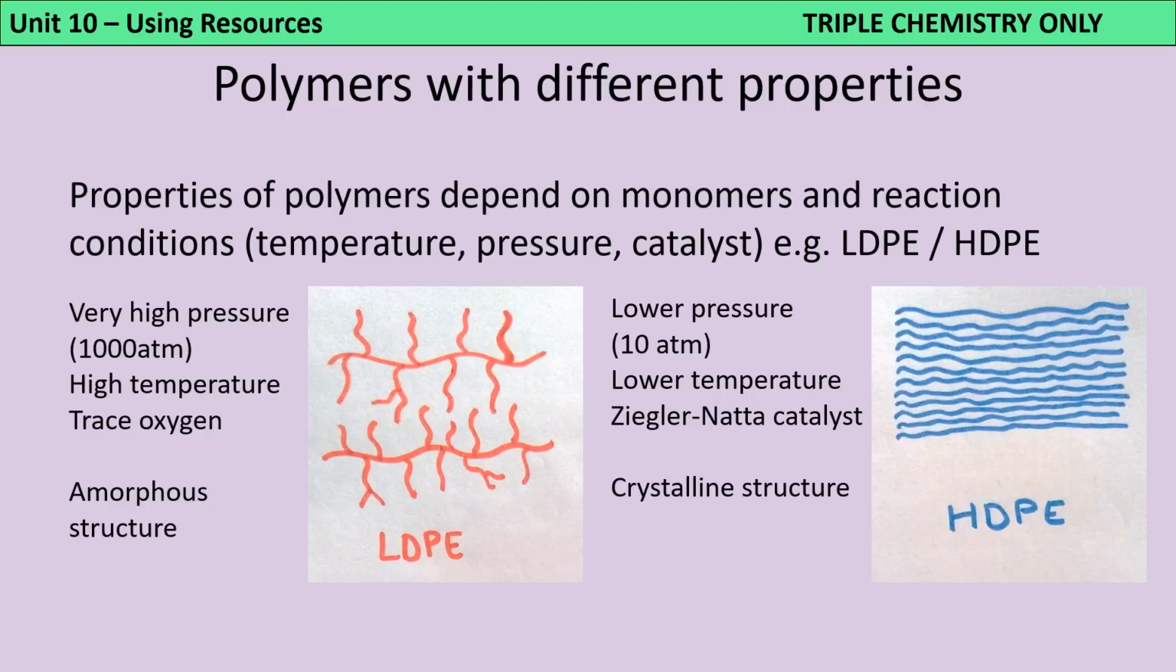For instance, we can compare 2 types of polyethene, low density polyethene and high density polyethene. Low density polyethene is made under very high pressure at a high temperature with a trace amount of oxygen as a catalyst, and it has an amorphous structure where it doesn't stack nicely together. Whereas if we use a much lower pressure and a lower temperature and a Ziegler-Natta catalyst, then we can produce high density polyethene, which has a crystalline structure where the strands pack tightly together, meaning that it has a much higher density.